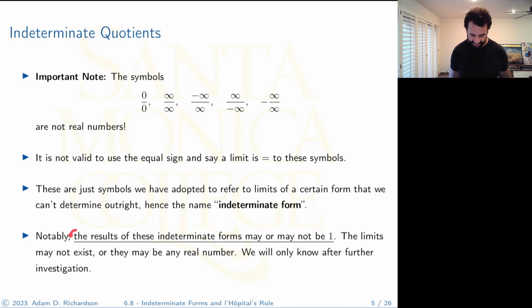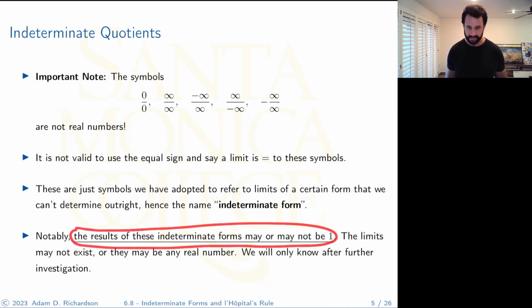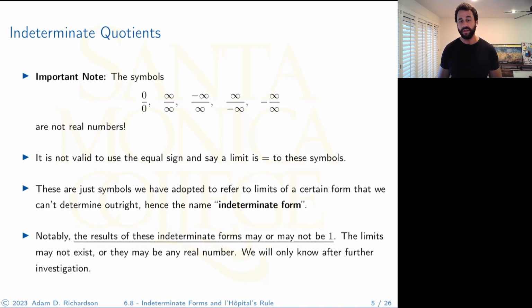So notably, the results of these indeterminate forms may not be 1, or they may be, or they could be any other number, or they could be infinity, or they could be negative infinity, or they could not exist at all. So whatever this limit becomes, if it even exists, we really can't tell outright. And that's why they're called indeterminate. Indeterminate, meaning we can't determine them outright. So the only way we can figure out what these limits really are is through further investigation. And that's what you have to do, investigate further and see what happens.